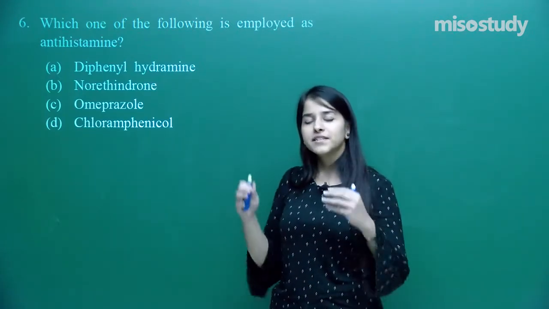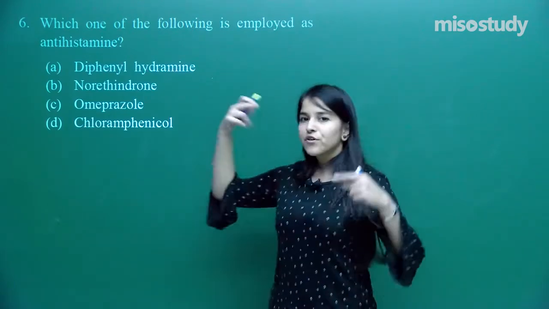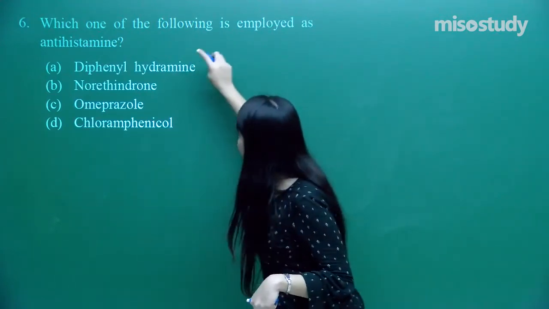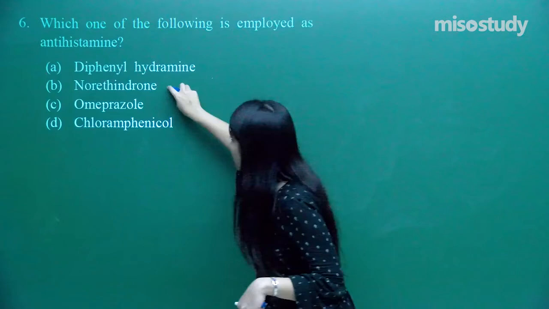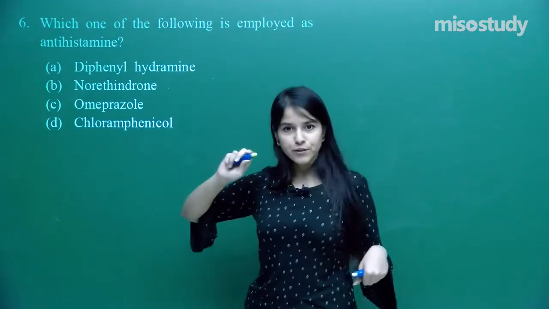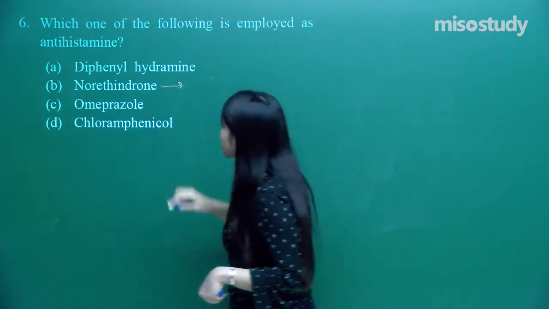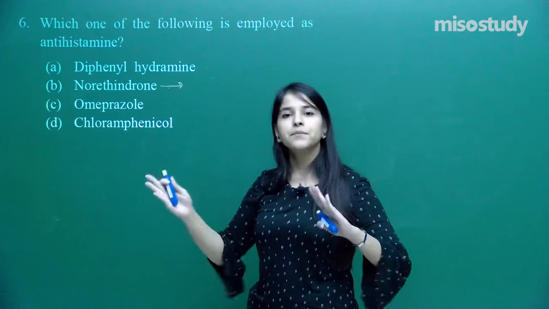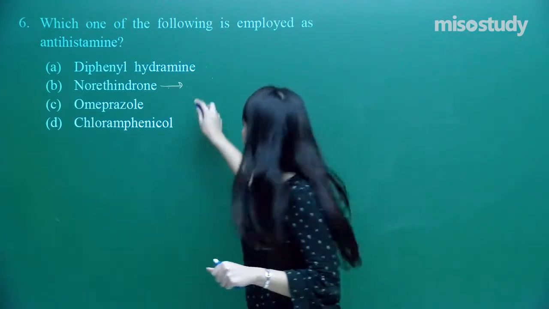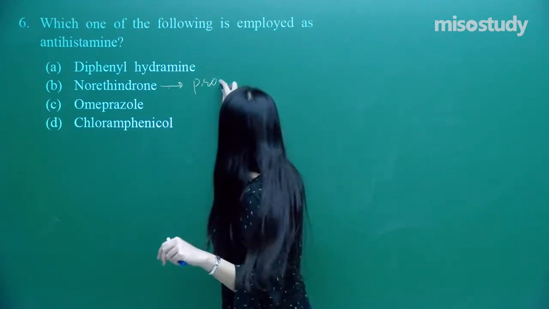What is antihistamine? It is basically anti-allergic. So just try to recall all the medicines, all the drugs that we have done here in this case. First is the diphenylhydramine, norethindrone, omeprazole and chloramphenicol. First is diphenylhydramine. This is what? Norethindrone is nothing but mimicking what? It is a type of, yes, progesterone. So that is a sex hormone that is actually added in the oral contraceptives, progesterone.